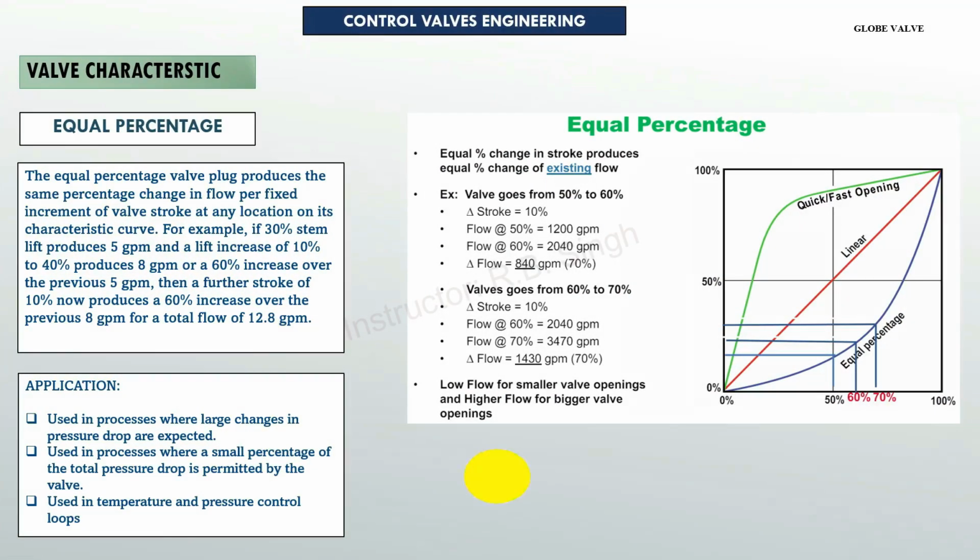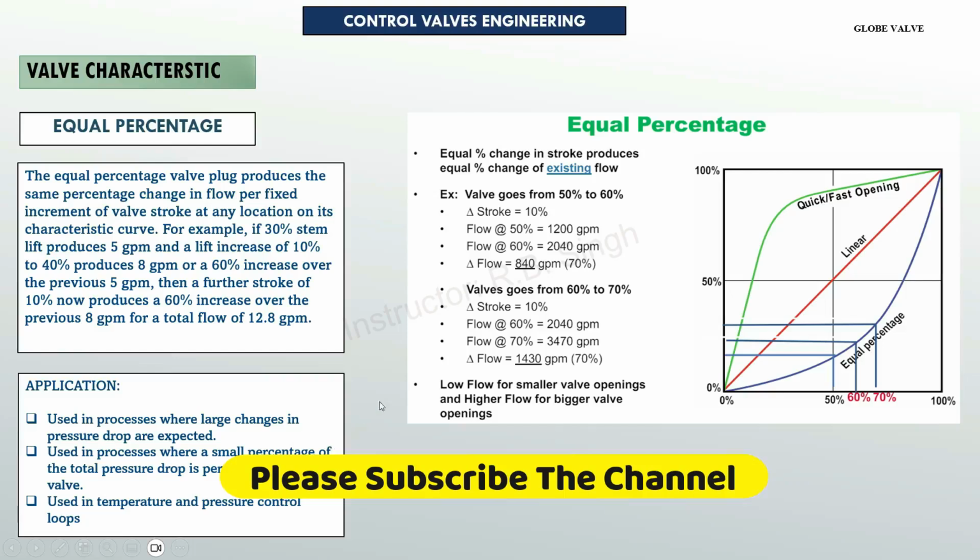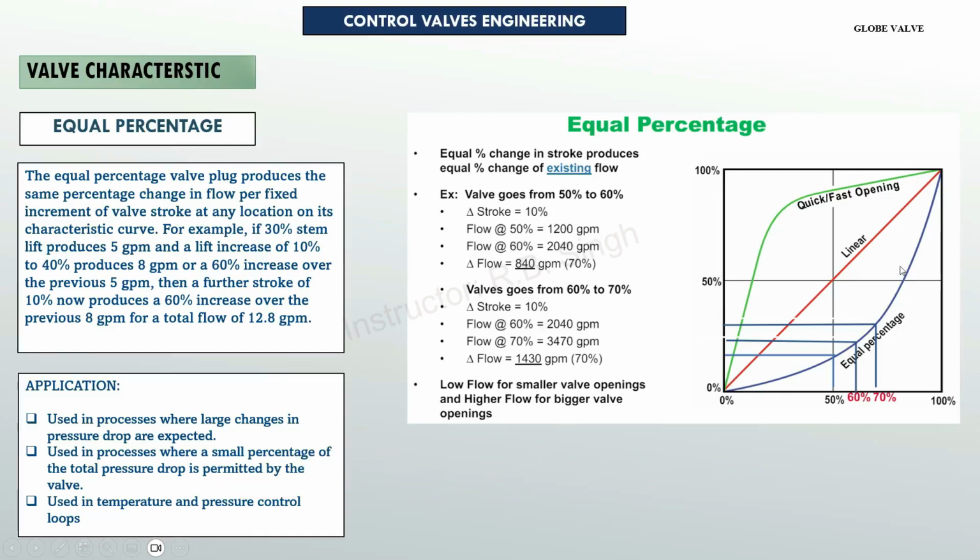Now the equal percentage characteristics. This graph is showing equal percentage characteristics. So how does this work? Let's understand with these examples. Basically, an equal percentage change in stroke produces an equal percentage change of existing flow. The valve goes from 50% to 60%. The change of the opening or stroke is 10%. Now at 50% this is the flow, at 60% this is the flow, and the change in flow is 840, and the percentage GPM is 70%.